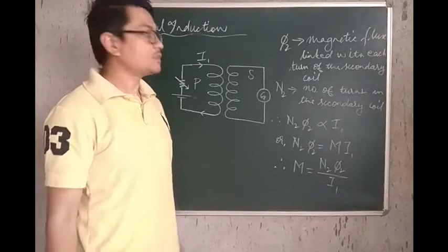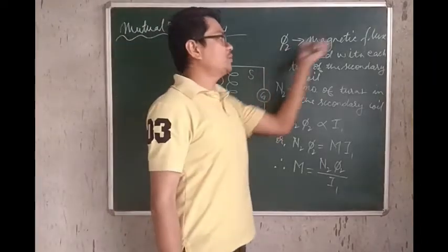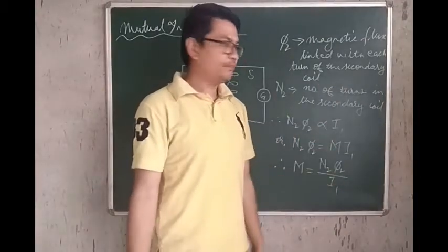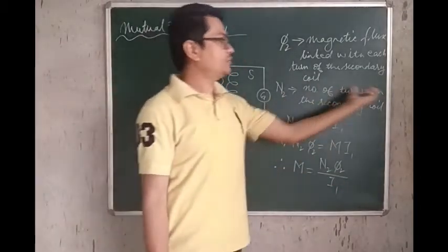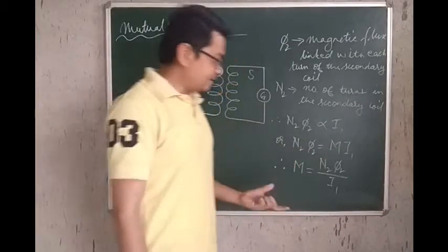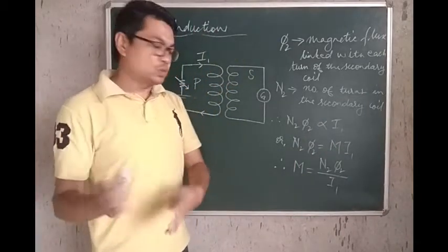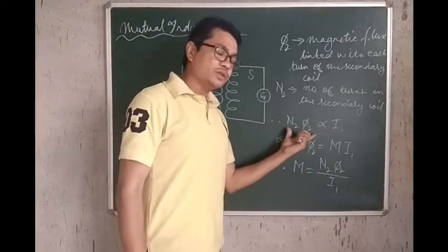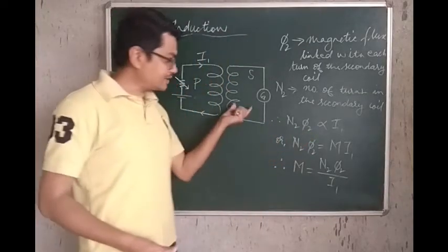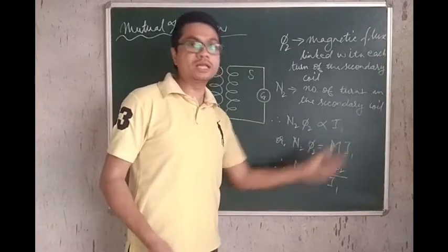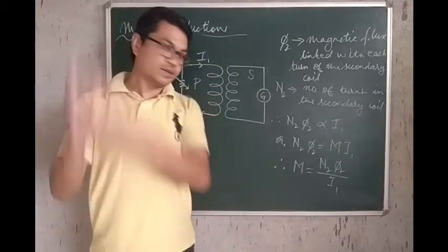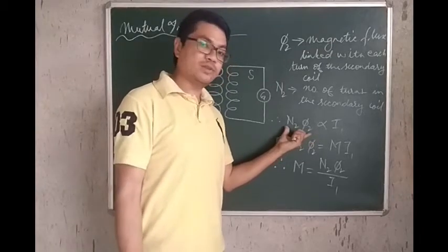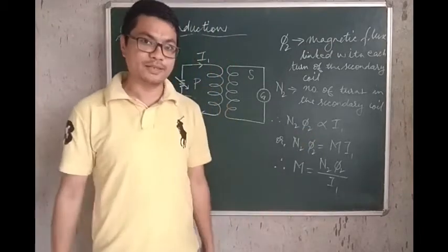Okay, so if phi2 be the magnetic flux linked with each turn of the secondary coil at any instant, and N2 be the number of turns in the secondary coil, then very similar to the self-induction phenomenon, the flux linked with the secondary coil will be directly proportional to the current flowing. More is the current flowing, more the flux linked, of course. Less the current flowing, less the flux linked. No current flowing, no flux linked.